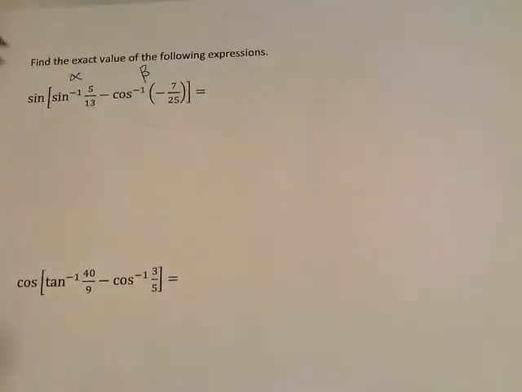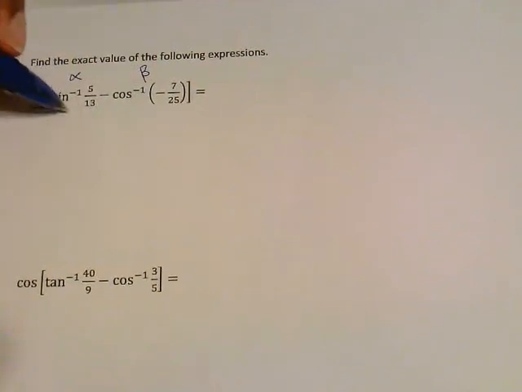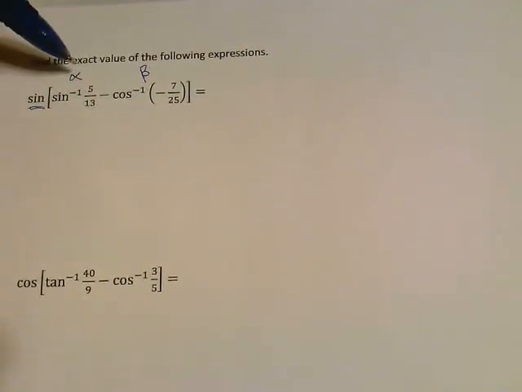Now you see we're simply doing a difference formula for a sine function. So we're doing sine of alpha minus beta, where alpha is this angle measure and beta is this angle measure. Just like we did for the previous examples, we are going to have to draw a triangle that corresponds with alpha and beta.